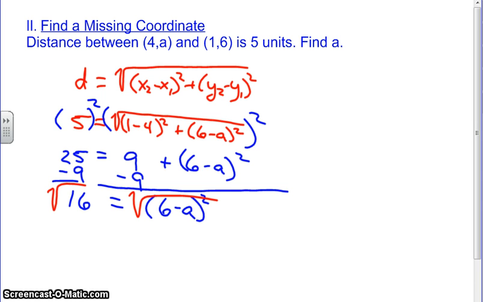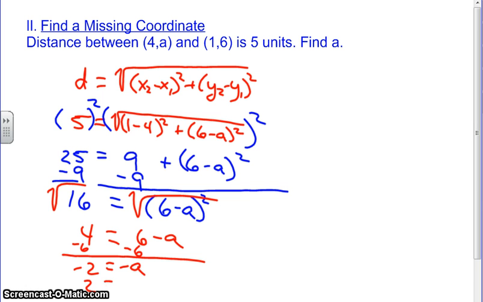Which gives you 4 equaling 6 minus a. And then you subtract 6. If you subtract 6, what's left? Negative 2. And then you multiply by a negative 1, and you end up with 2 equals a. That's right. So the value for a here is 2, at 4, 2. That's the point.